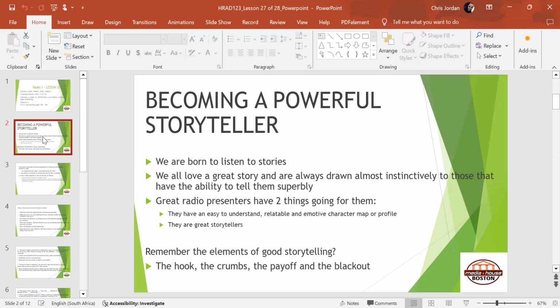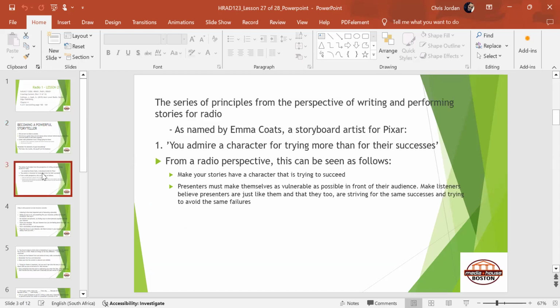So remember the elements of a good storyteller. Take it from my playbook and do it by the book first, to be able to really elevate your understanding of how to tell a great story. It is the hook, the crumbs, the payoff, and the black heart, which you know already, right? The series of principles from the perspective of writing and performing stories for radio, as named by Emma Coates, a storyboard artist for Pixar, one of my favorite places in the whole world.